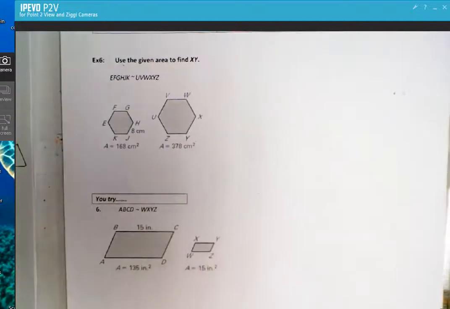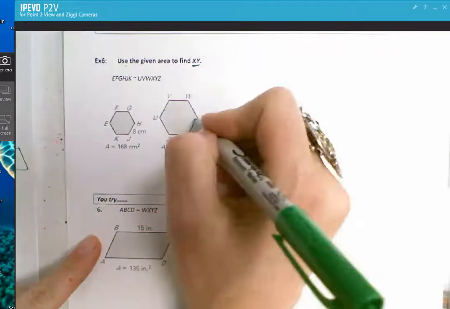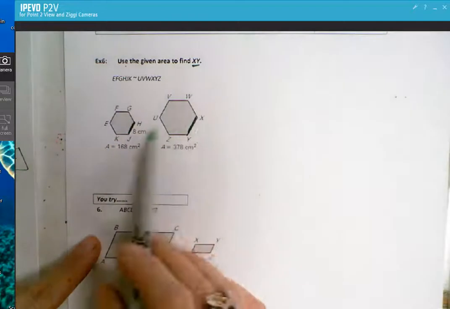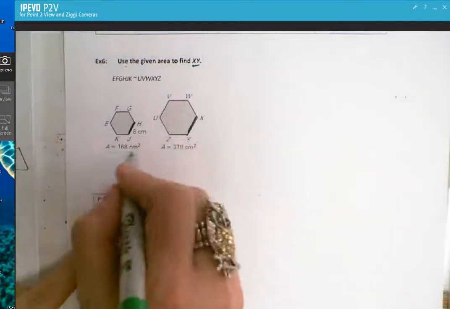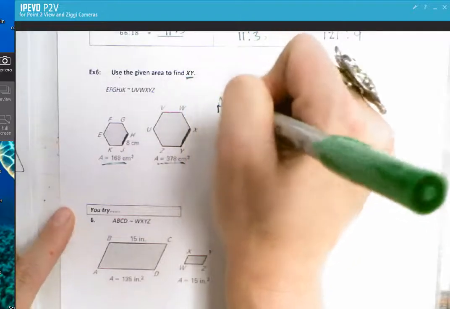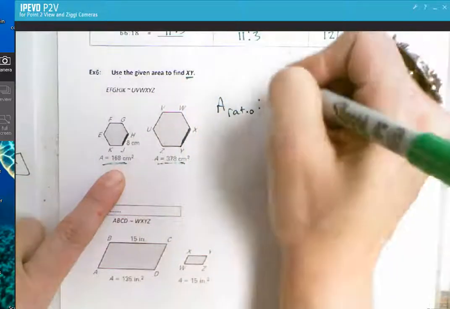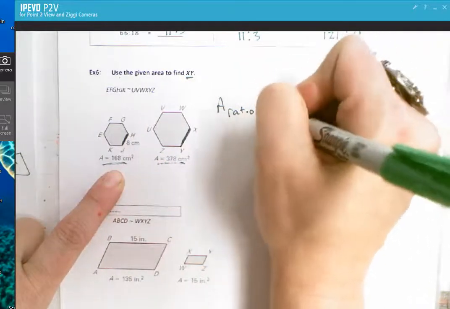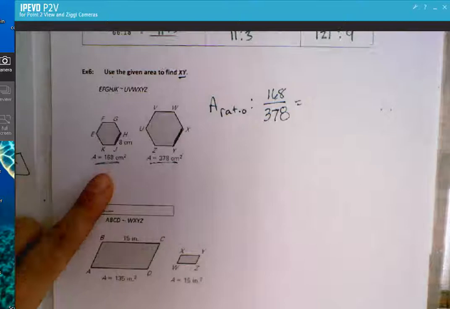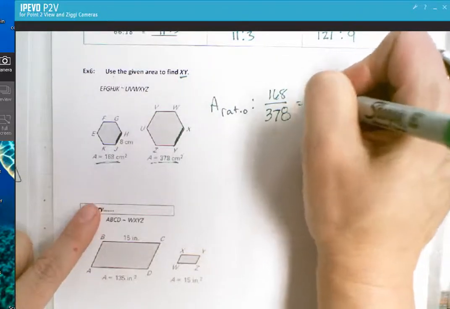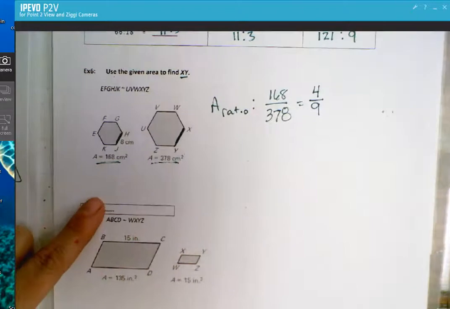Okay, let's take a look at some given information. So we want to find XY, it says. XY is this side length here. Its corresponding is this side here. So I can't set up a proportion with my sides, but they gave me the area and the area. So I can start with an area ratio of EF. This one starts first, so I'm going to put this in the numerator. 168 over 378. Luckily, our math frac button has us where we don't have to think, and we end up with 4 over 9 is the area ratio.